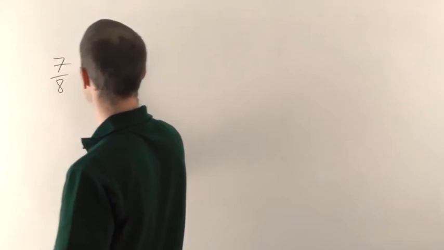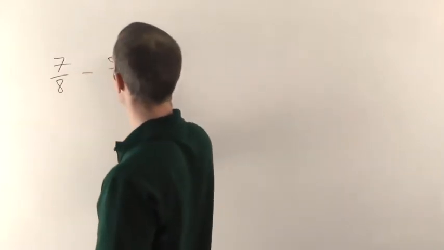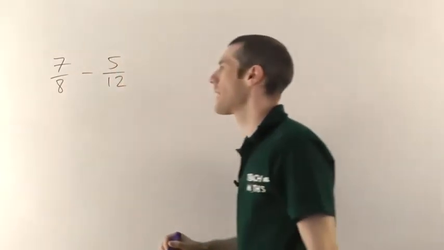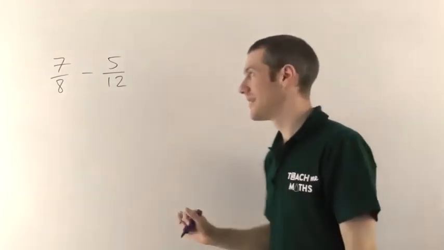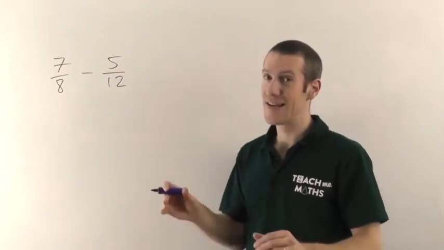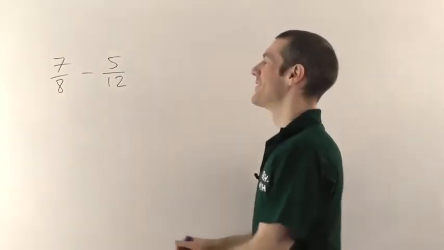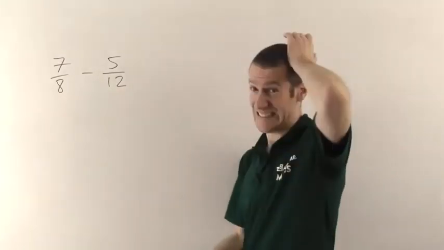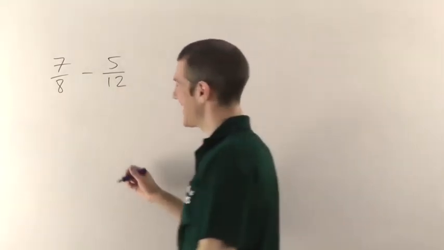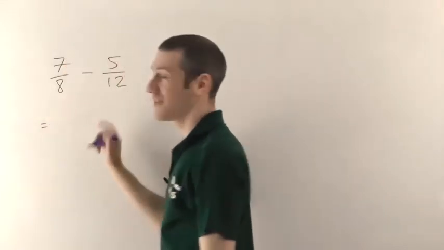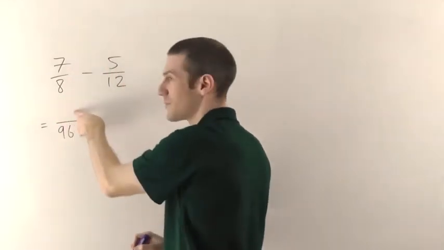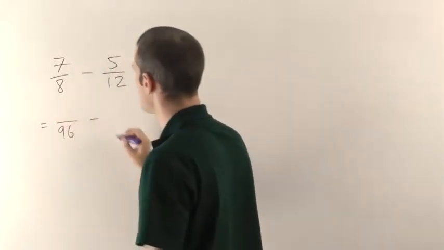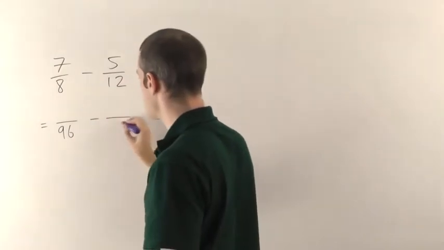So we'll have 7/8, and we'll try a subtraction this time, minus 5/12. Now I'm going to show you what would happen here if you did just multiply the numbers on the bottom. Technically this does work, it's just a real pain to do. So 8 times 12 is 96, I think. So we want to rewrite both these fractions so there's something over 96. The 7/8 is going to be something over 96, minus 5/12 is going to become something over 96.